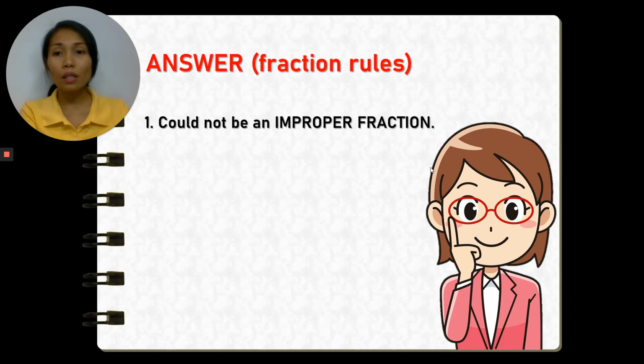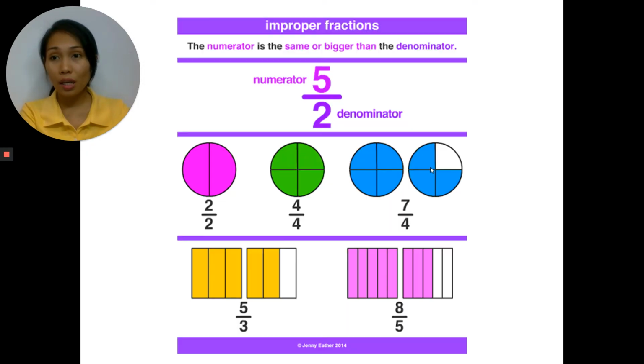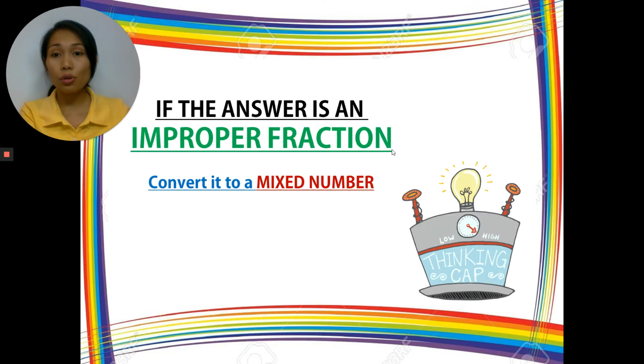The first one, it could not be an improper fraction. Again, what is improper fraction? The numerator should not be smaller than the denominator. Okay, if the numerator is greater, then that's an improper fraction. We cannot accept improper fraction. Anyway, even though that's correct, if your answer is improper, you have to convert it to a mixed number. Okay, so if your answer is improper, then that should not be your final answer.